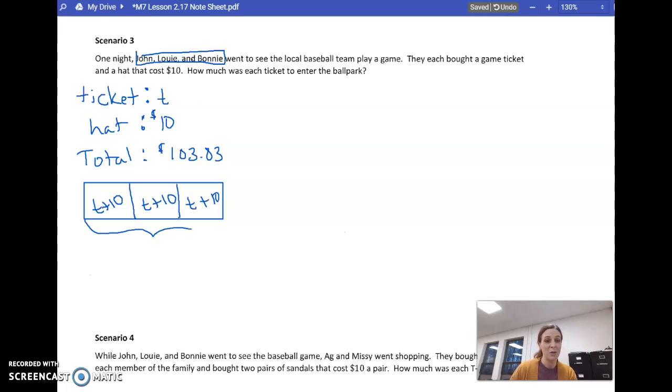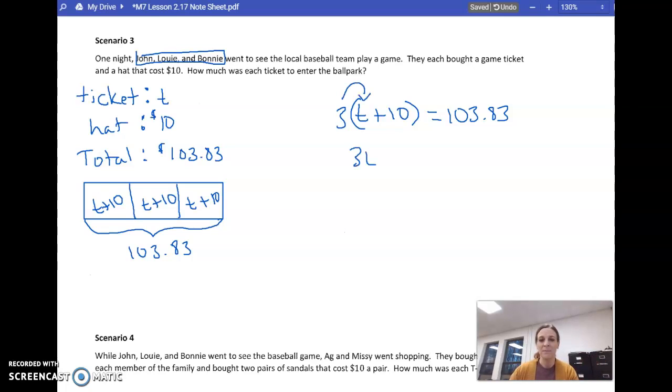And this time that total was $103.83. Okay, so take this and let's change it into algebra. Ticket plus $10. That's 3 people, so I'm going to go times 3. And that equals our $103.83. Let's use our distributive property because that's what we've been doing every single time. 3 times t is 3t plus 3 times 10 is 30 equals this.